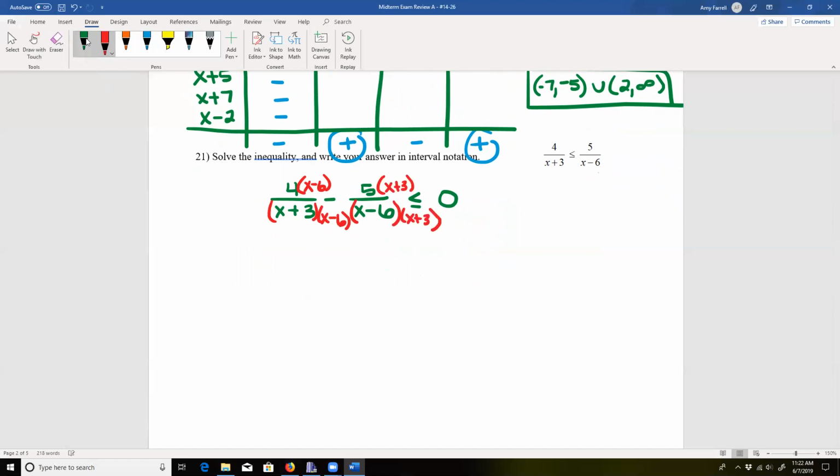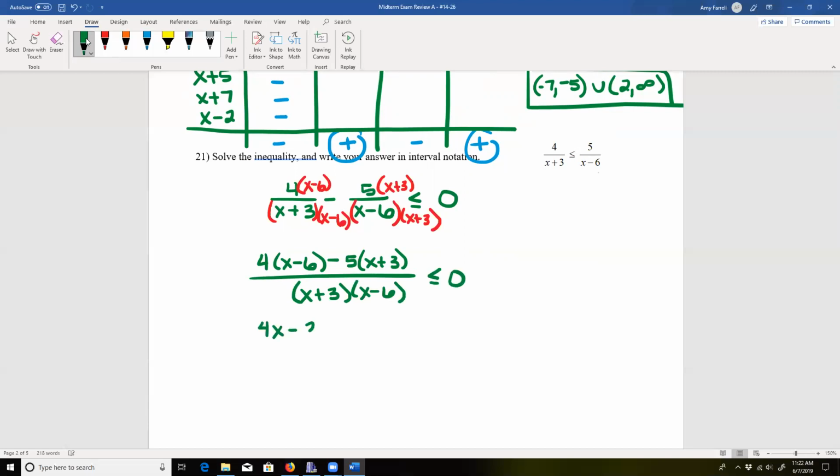So there's my common denominator. I'm going to choose to not distribute yet. I'm just going to subtract my numerators and retain my common denominator. Then I'll worry about distributing in the next step. All right, now I'm ready to distribute. So I have 4x minus 24 minus 5x minus 15 all over my common denominator.